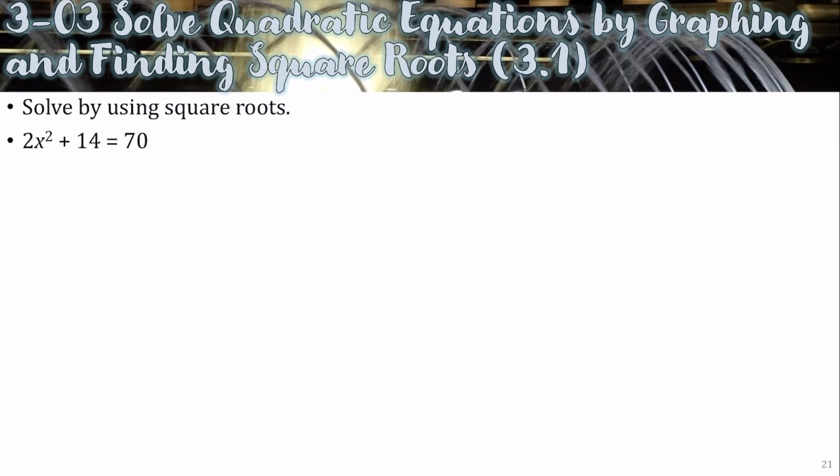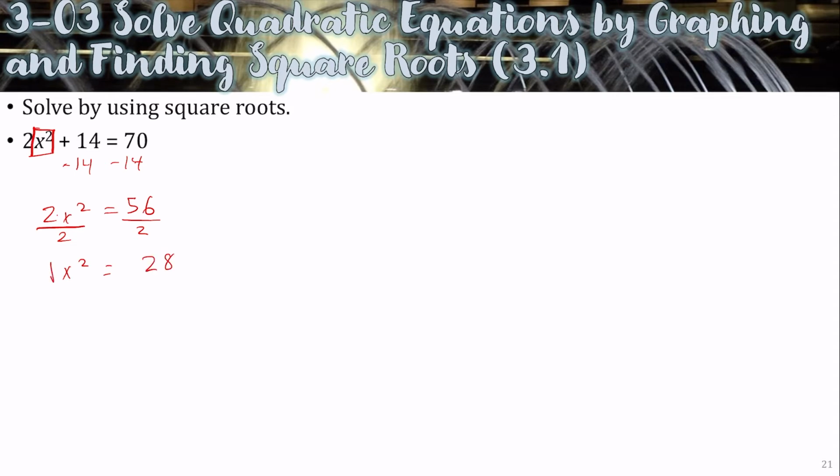Let's try solving by using square roots. Notice x is just x squared. There's no x squared and x. So you do square roots when it's just an x squared. So I get that alone first. So I'll subtract the 14 first. And that gives me 56. Then it's 2 times the x squared, so I'll divide by 2, which gives 28.